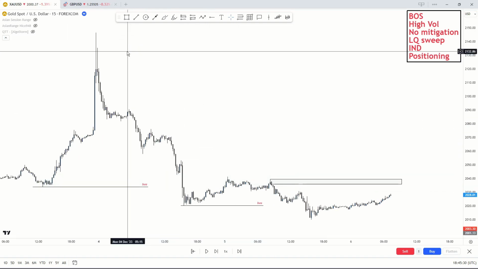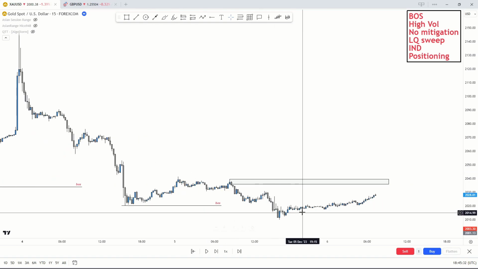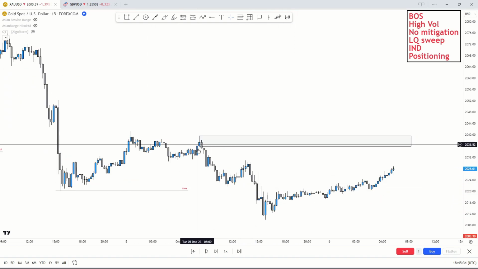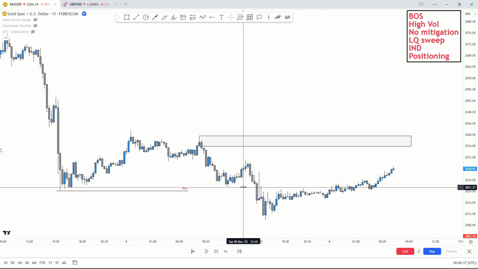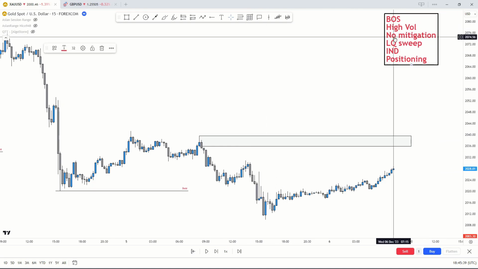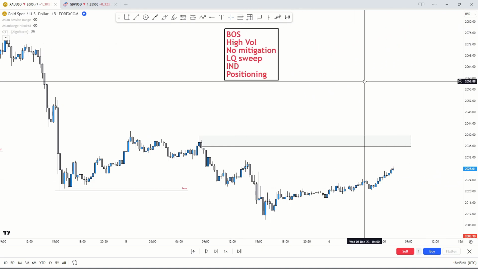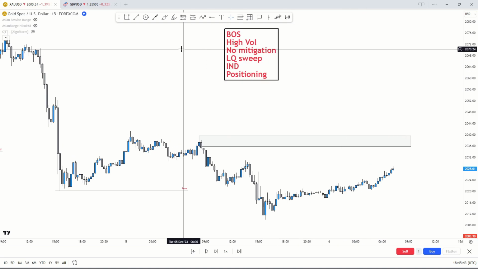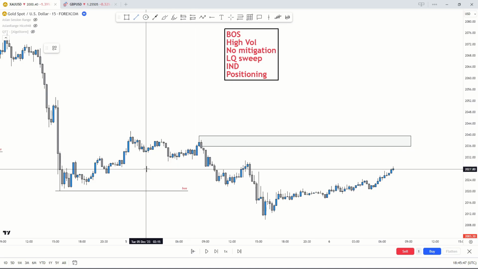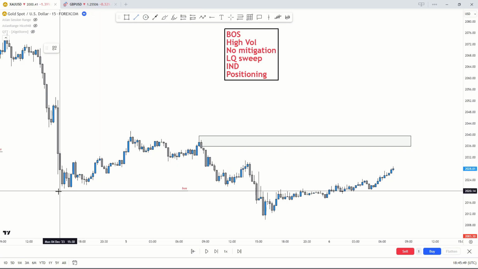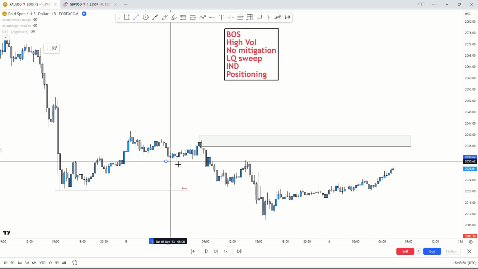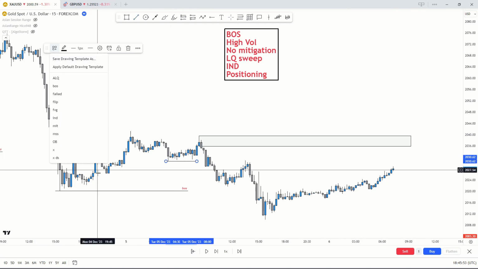Now I'll delete that, I'll keep that, and I'll keep this. So we've got this 15-minute zone. Let's go through each and every single one of these rules, which will make it a valid zone. Now, let's start off with the break of structure. Now, the break of structure is, we have this swing low being broken, but in terms of the internal structure, we have this low being broken.